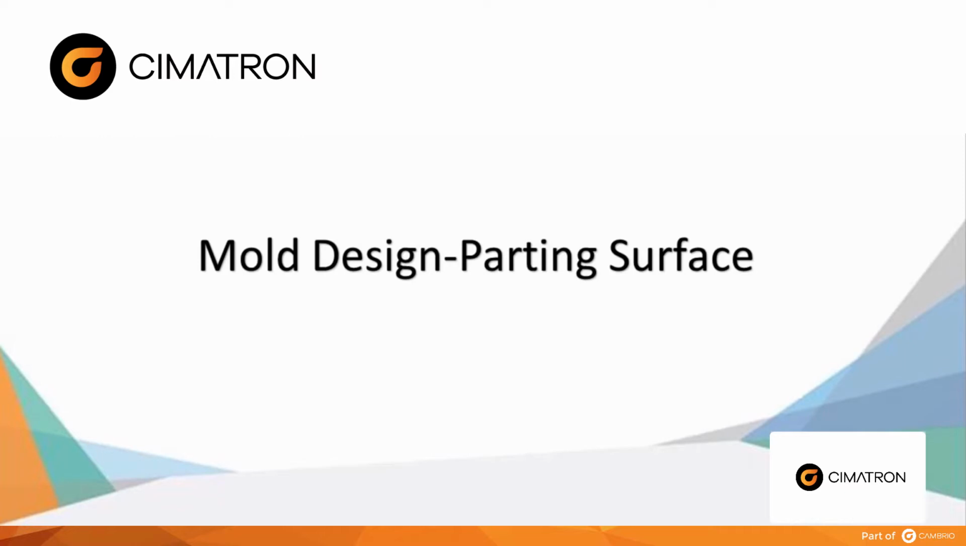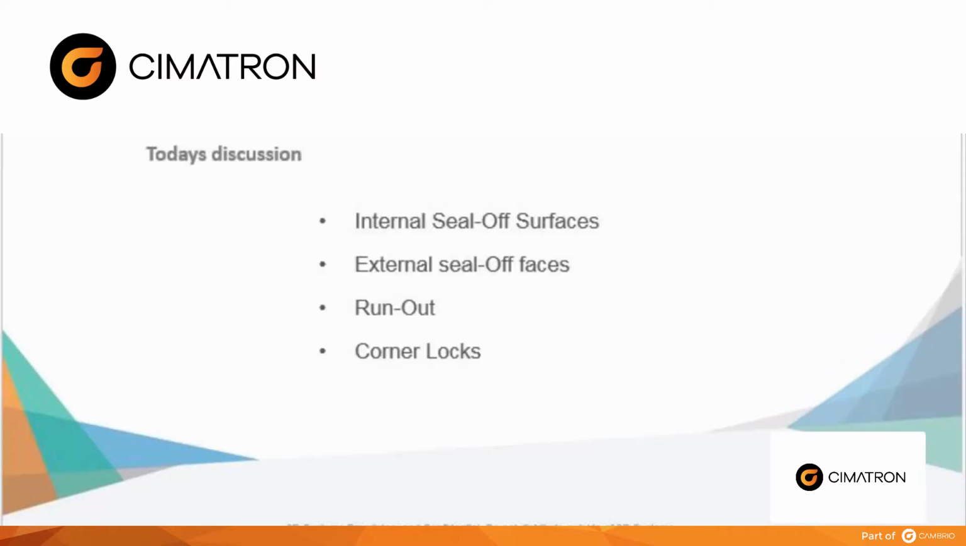We will focus on the parting surface part feature of Cimatron mold design. This feature works hand in hand with the quick split function to establish the necessary parting surfaces to create our mold, core, and cavity parting surfaces. I'll be discussing creating internal, external surfaces, as well as runout and constructing corner locks.